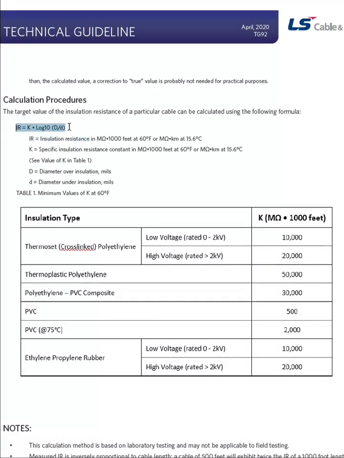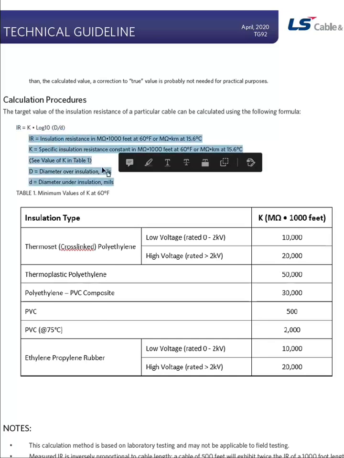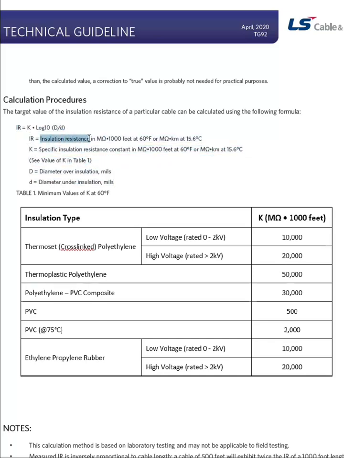So IR equals K times log base 10 of D divided by d. It tells you what everything is right here, okay? This is going to be the insulation resistance in megohms per 1,000 feet at 60 degrees Fahrenheit, which is 20 Celsius roughly. Okay, it's actually 15.6 Celsius, but no one's counting right now.